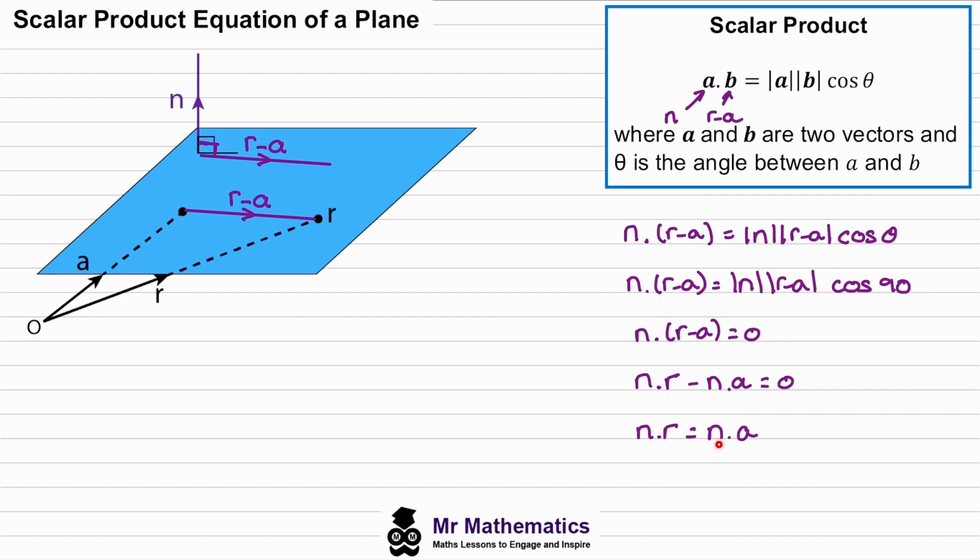And when you dot two known vectors together, we get a constant, which is the scalar. And we'll call this constant d. And this is the scalar product equation of a plane, where you have a perpendicular vector to the plane, dotted with the general position vector of that plane, will equal some constant d. Okay? In our next example, we're going to use this relationship to find the Cartesian equation of a plane.